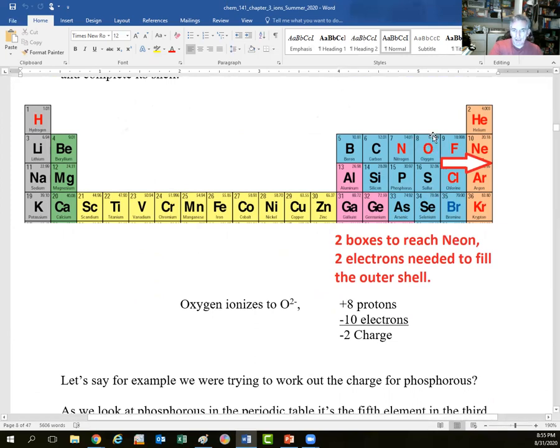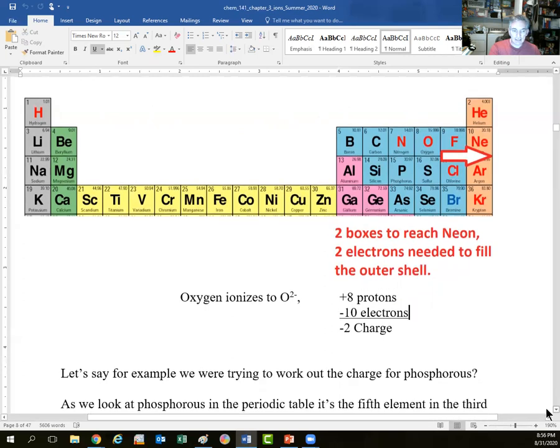Looking at non-metals like oxygen, because being a non-metal, it's going to gain electrons to complete its shell. If it wants to look like neon, it needs 1, 2 more electrons as we move 2 more boxes. We've already counted the oxygen box. If we hadn't, we'd be back at nitrogen. So we've counted that oxygen box to get there. So 1, 2 more. So a charge of 2- for the oxygen ion, oxide, because it's 8 protons, but 10 negatively charged electrons like neon.